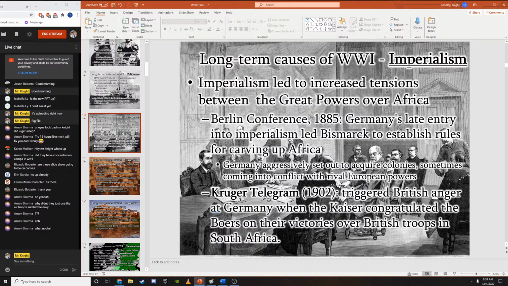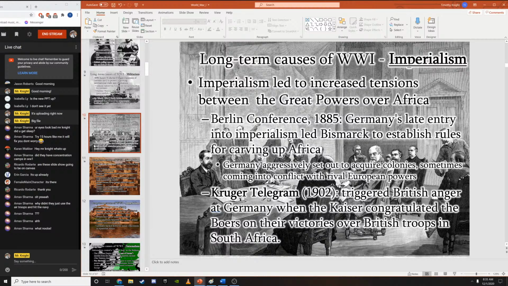And that was really where the Berlin Conference had come into place in 1884-85, where Germany, led by the late Otto von Bismarck, got Germany into the imperialism game and started establishing rules for carving up Africa. And we looked at this image before. This should look familiar to you.